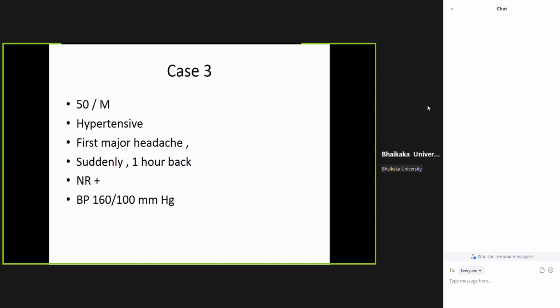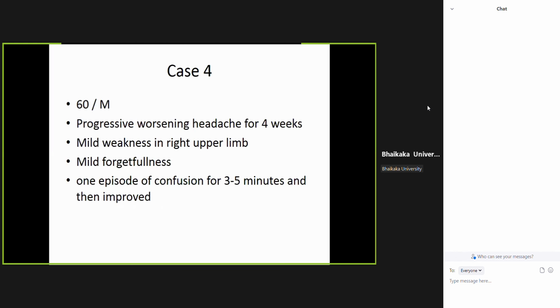This patient was admitted. We did his MRI and he was found to have subarachnoid hemorrhage. So this is not a primary headache, but it's a secondary headache. Case 4, 60-year-old male, history of progressive worsening headache for 4 weeks. Mild weakness in right upper limb, mild forgetfulness, one episode of confusion with some movement of the body parts, and then it improved. So this is also not a primary headache.